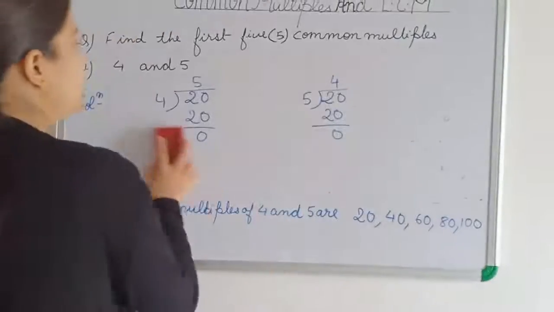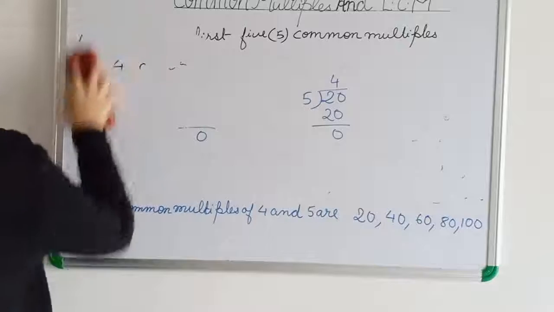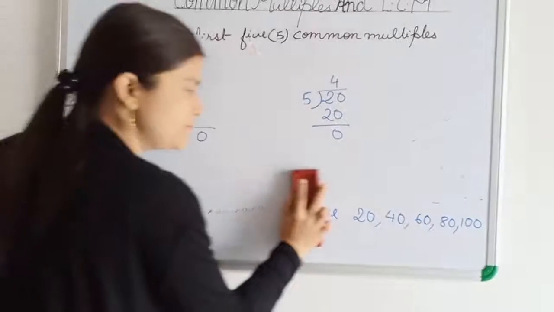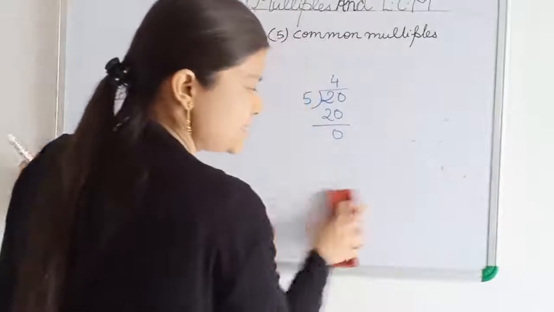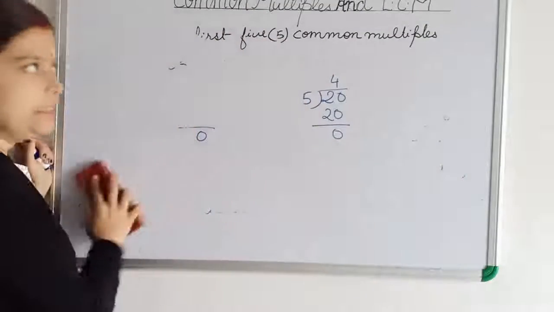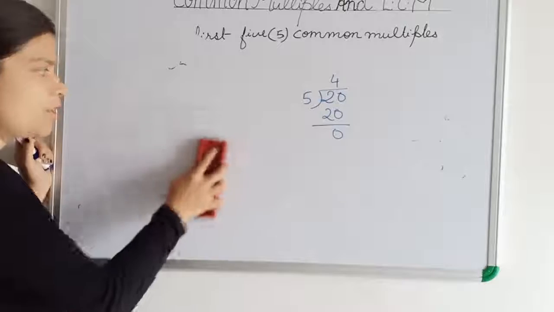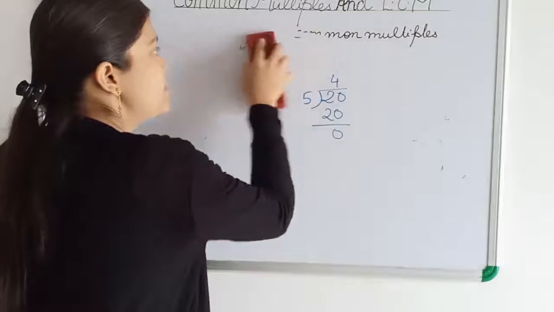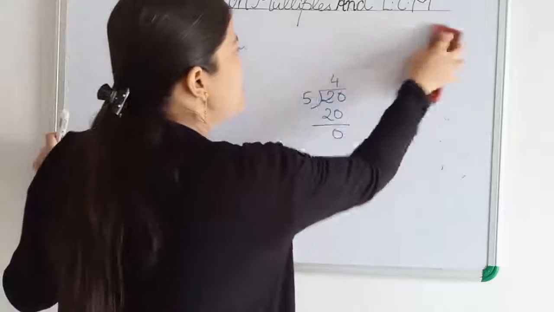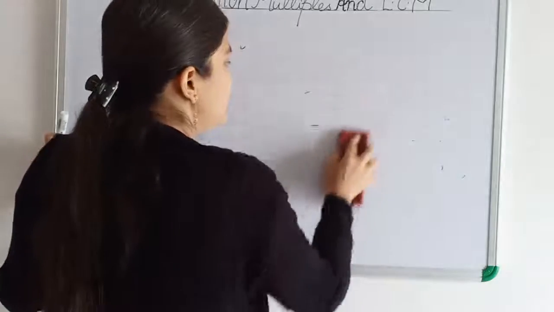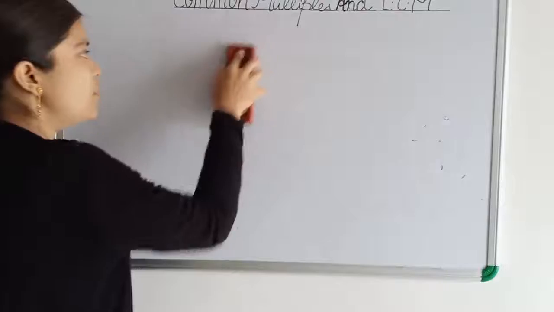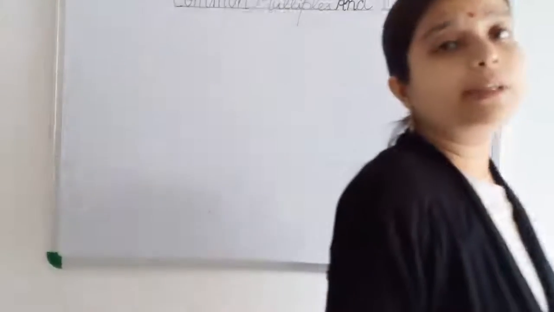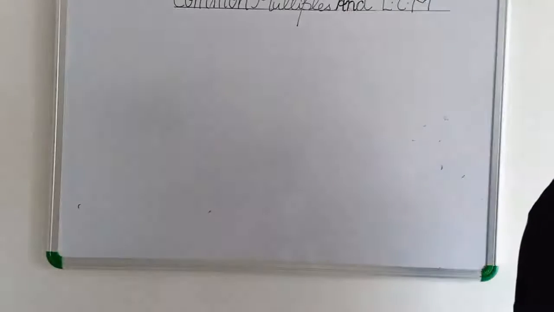So next, we are going to learn about LCM. Just now I said, what is the full form of LCM? L stands for least, C stands for common, and M stands for multiples. So LCM means least common multiples. Here also we have to find the common multiples and find which is the smallest among these. That is LCM.